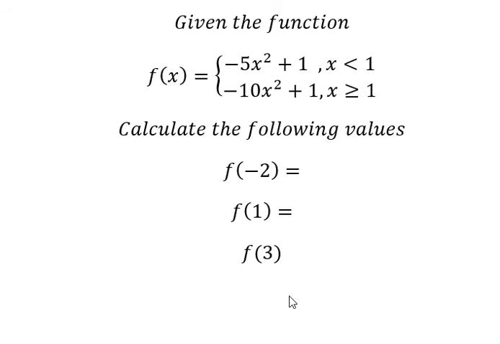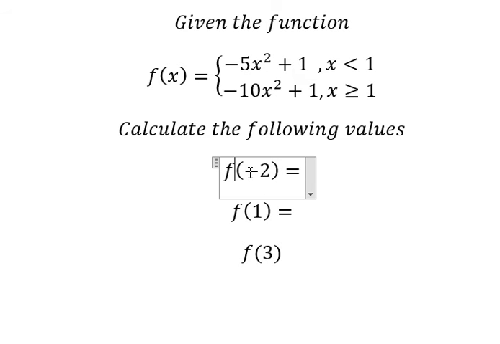Hello everybody, so today I will talk about calculus. The topic today is about piecewise functions. So now I will show you how to answer.